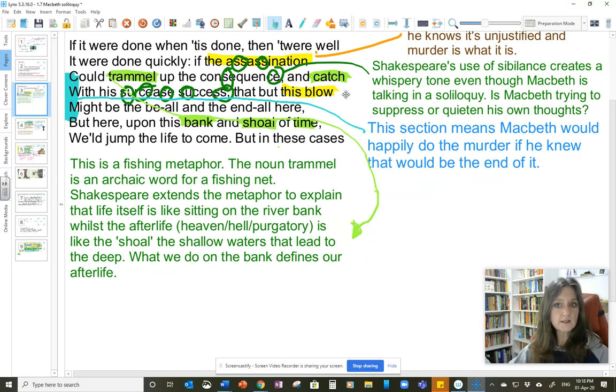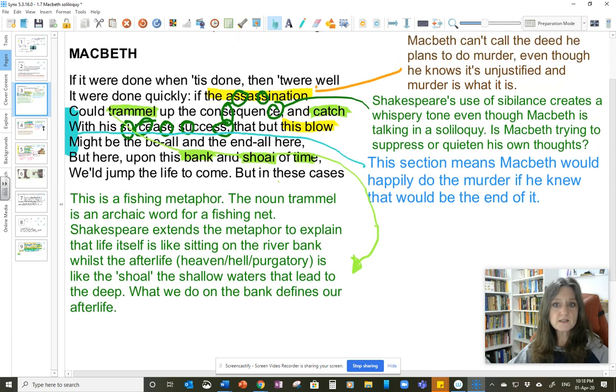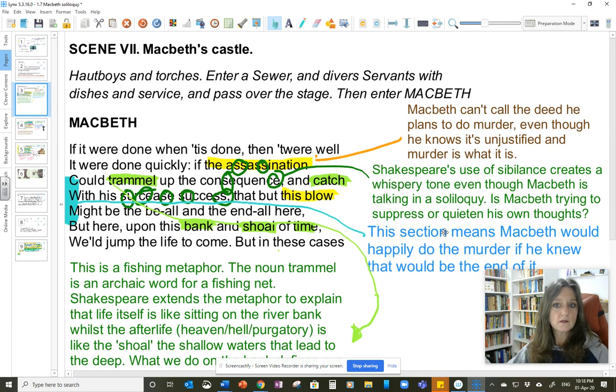Right, so if we have a little look at this, let's start off at the top. So if we see here, Macbeth, he can't call the deed that he plans to do murder. He knows that what he's going to do is unjustified. When we go later on in the scene, we can see that he knows it's unjustified. But having a look here, he will call it anything but murder. He calls it if it were done. When 'tis done, it is done. 'Twere well, it were done quickly.